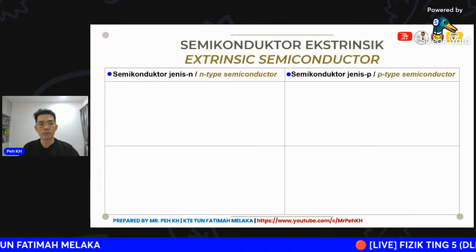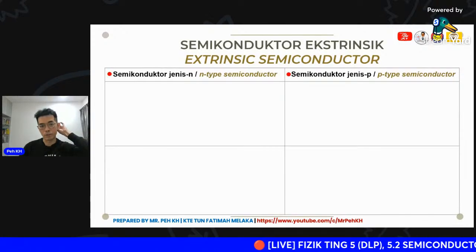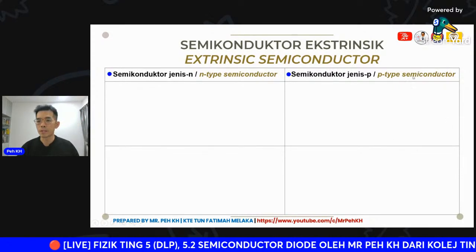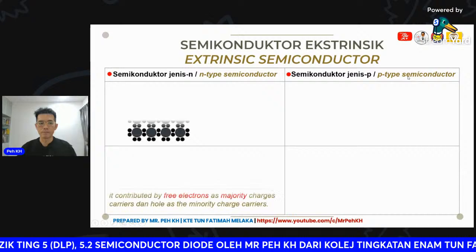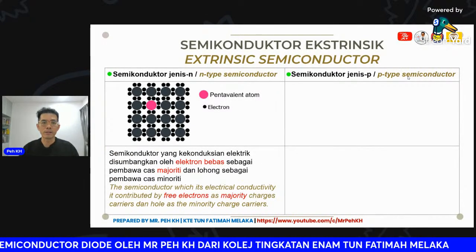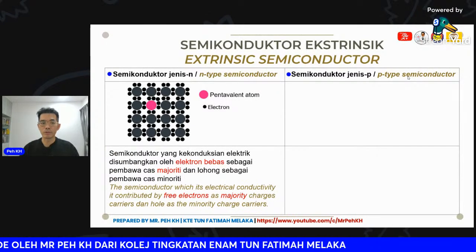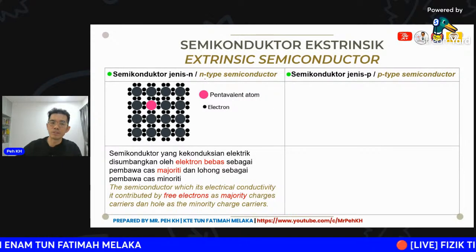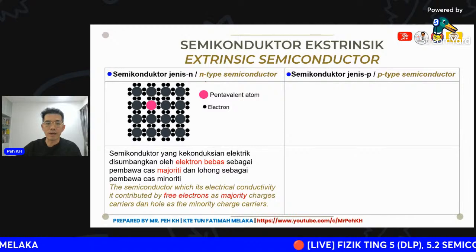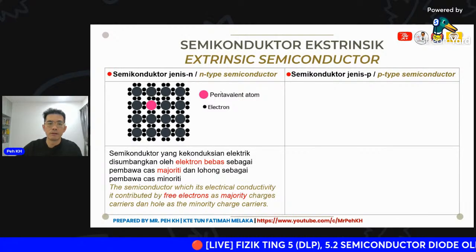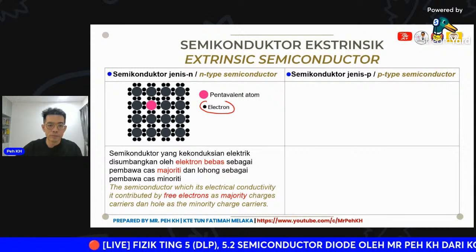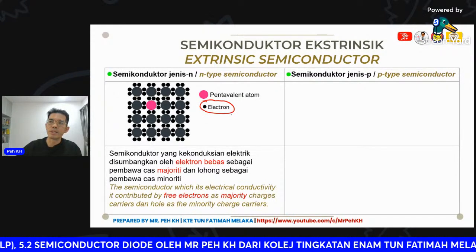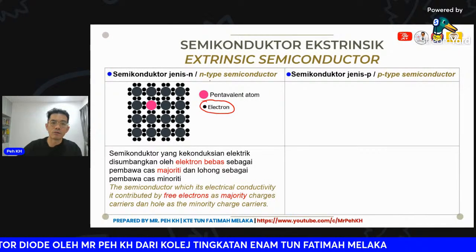Okay, so here the N-type semiconductor, as mentioned just now, will be the negative type semiconductor. And the P-type semiconductor will be the positive type of semiconductor. Let us compare the difference between these two types of semiconductor. For the N-type semiconductor, as we mentioned just now, the N represents negative. So the majority carrier here will be the electron. So it will have an extra electron, or the majority carrier as electron, in this type of semiconductor.